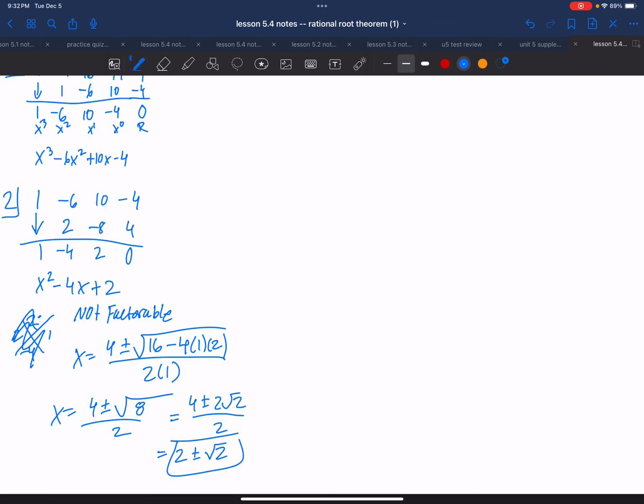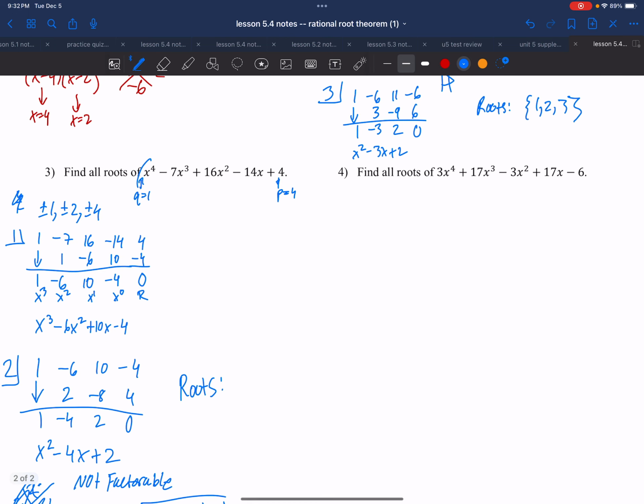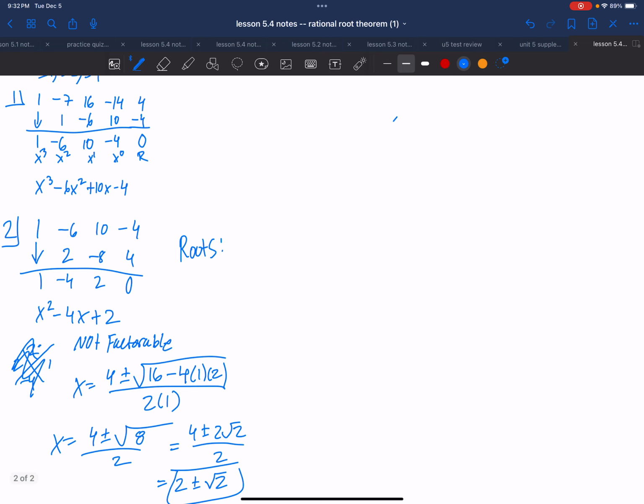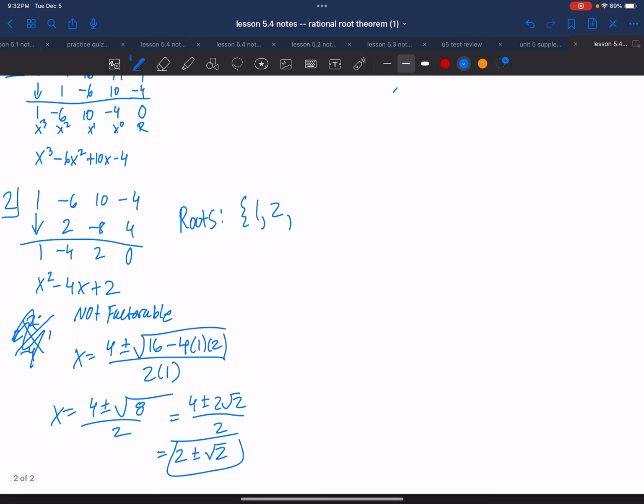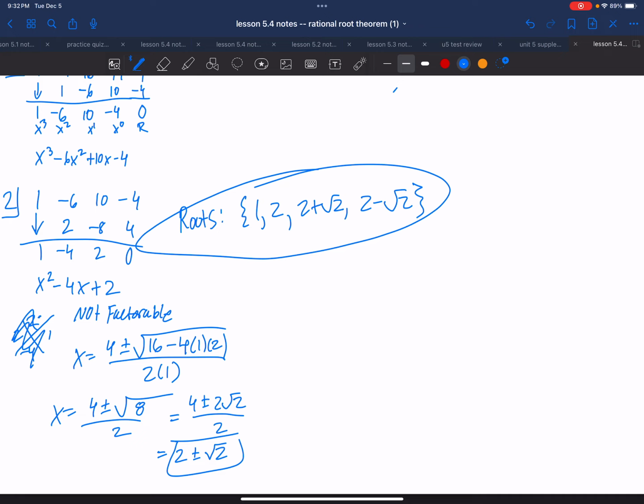So, what are my roots? I should have 4. And the reason I have 4 is the degree is 4, right? Degree of this polynomial is 4. So I found through synthetic division 1 and 2 worked, and then using the quadratic formula because it wasn't factorable, 2 plus root 2 and 2 minus square root of 2. And so those are all the roots.